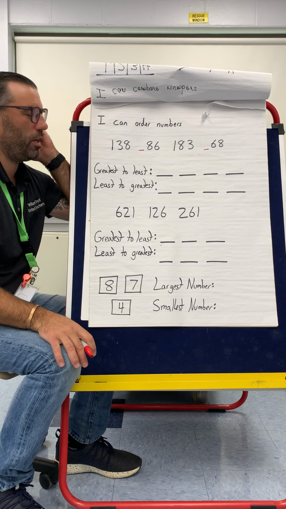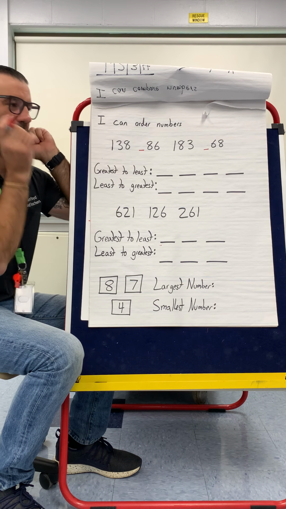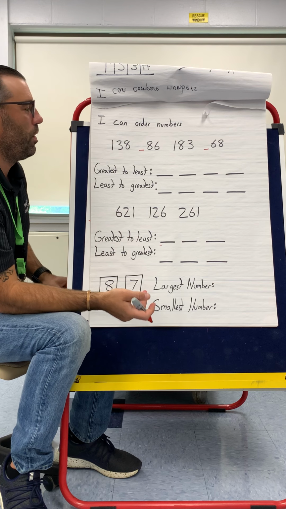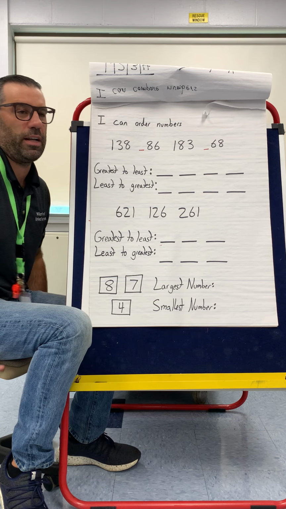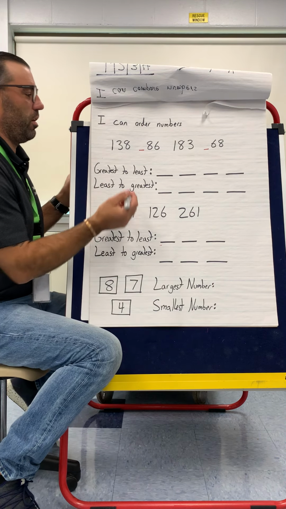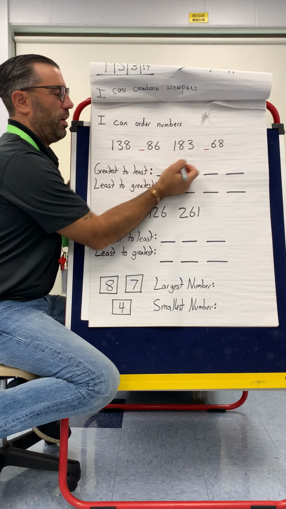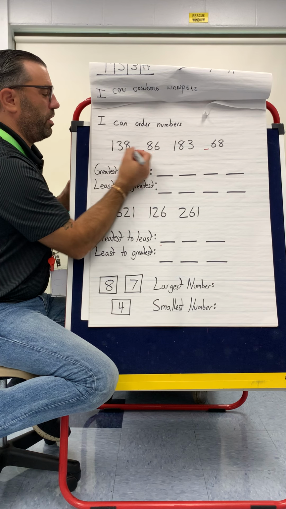So we're going to be comparing numbers in something called greatest to least. Well, greatest is the largest and least is the smallest, big to small. So the first thing I'm going to have to do is find the largest number. So let's take a look here. I have 138, 86, 183. So I'll look at the 2 with the hundreds.